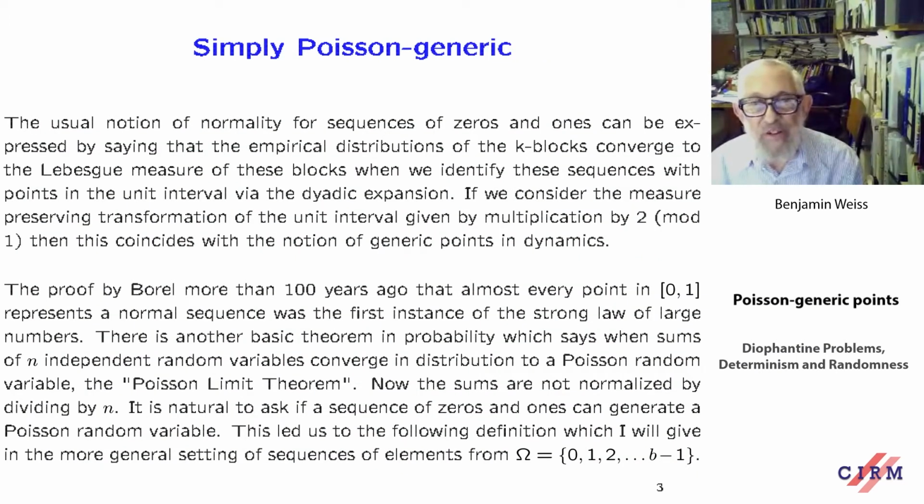So I assume that people know the usual notion of normality. Normality is expressed either for points in [0,1], or for sequences of zeros and ones, which represent the point in base 2. What it says is that the empirical distribution of the k-blocks, these being blocks of consecutive digits of length k, converges. The empirical distribution means you count how many times a k-block occurs up to the nth digit, divide by n, and let n tend to infinity with k fixed. This should converge to 2 to the minus k, which is the Lebesgue measure of these blocks.